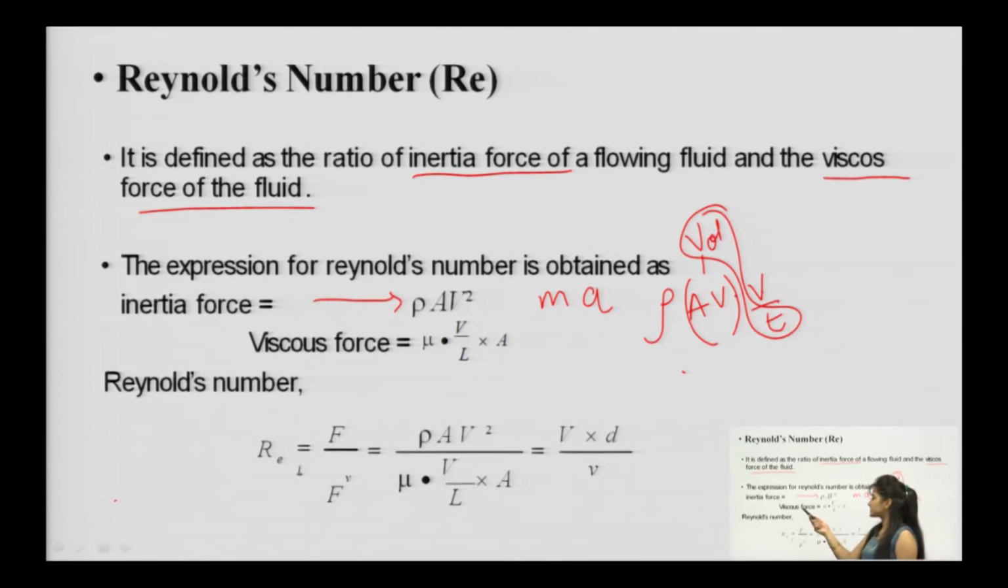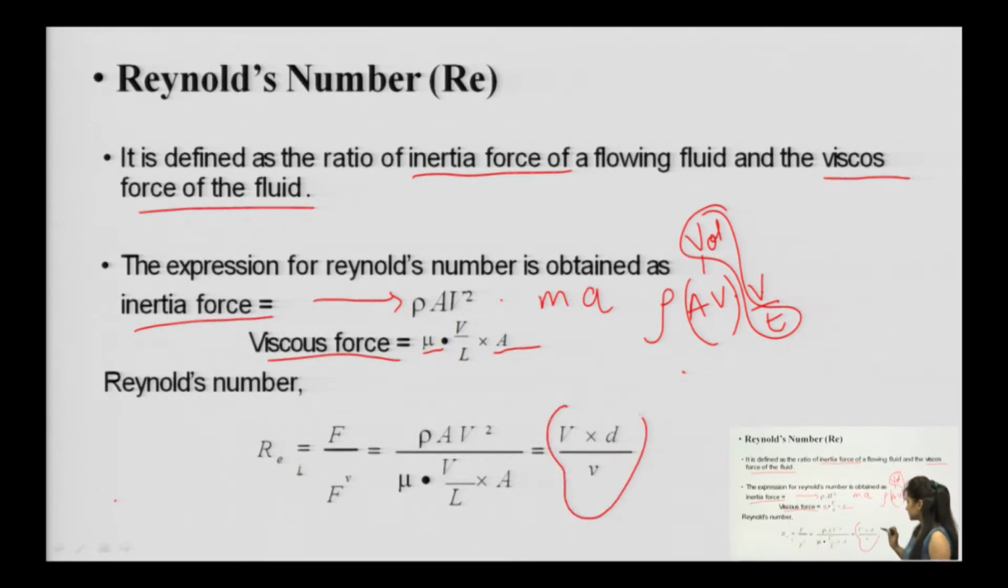Coming to viscous force, similarly, viscosity will be in terms of shear force, hence it is mu, change in velocity with respect to the length traveled, into the area. So, if we take the ratio of inertia force by viscous force, what you get is velocity into the diameter upon kinematic viscosity, that is the ratio of dynamic viscosity to the density of the fluid. This is Reynolds number.